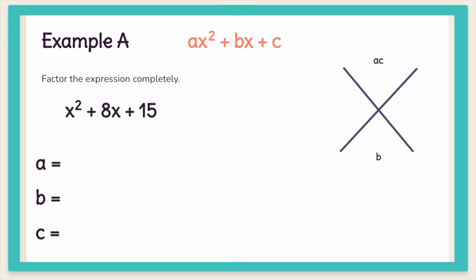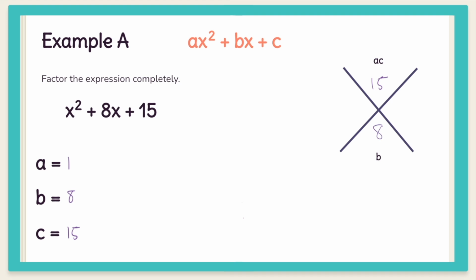So here we are at example A, and it says factor the expression completely. I've got ax squared plus bx plus c as my equation, and I can see here that I've got my expression below, x squared plus 8x plus 15. So I'm going to label my a as 1, my b is 8, and my c is 15. That's going to be helpful because I'm going to complete my factor puzzle by multiplying a times c. So a times c is going to be 15 because 1 times 15 is 15, and my b is going to be 8.